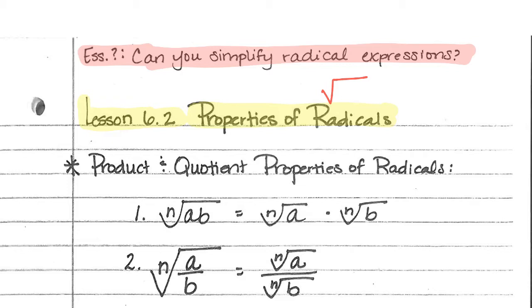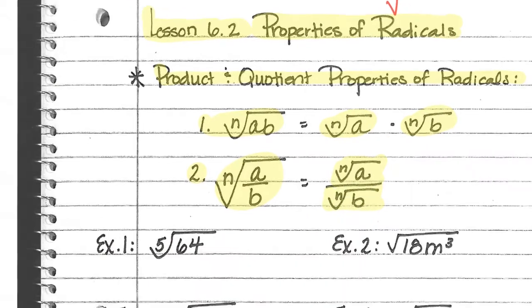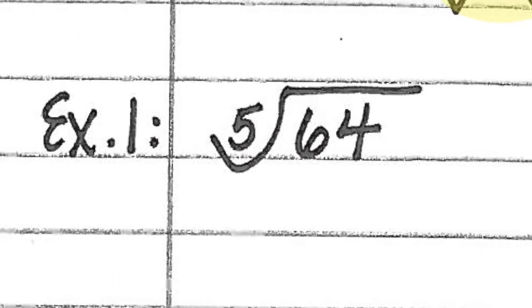Product and quotient properties tell us that when I multiply the nth root of a times b, I can split that up: the nth root of a times the nth root of b. In the same sort, when I divide the nth root of a divided by b, I can split that up: the nth root of a divided by the nth root of b. So let's see what they're talking about here.